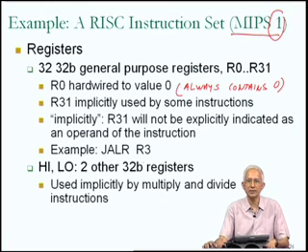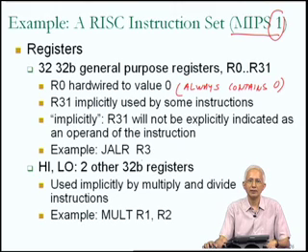So the specific purpose that high and low are used for relates to the multiply and divide instructions. All the MIPS1 multiply and divide instructions implicitly use high and low, and we will see this when we talk about the multiply and divide instructions. So just to sum up, an example of multiply would be multiply R1 R2. So it has 2 operands R1 and R2, and it implicitly uses high and low as well.